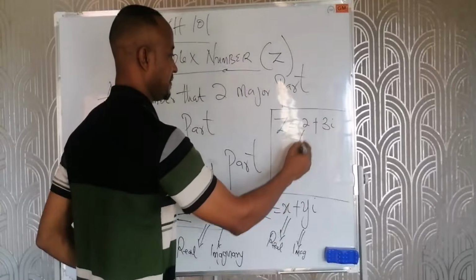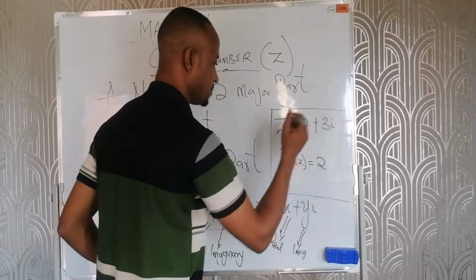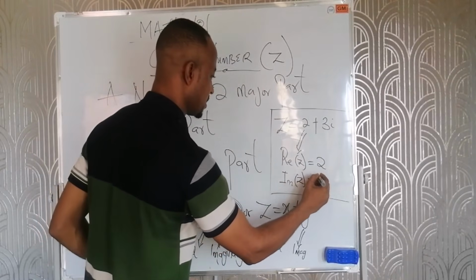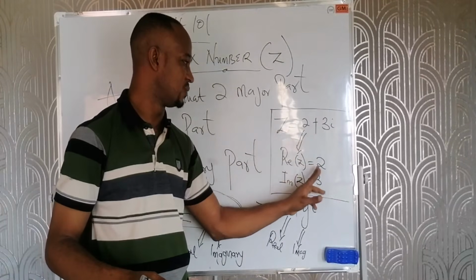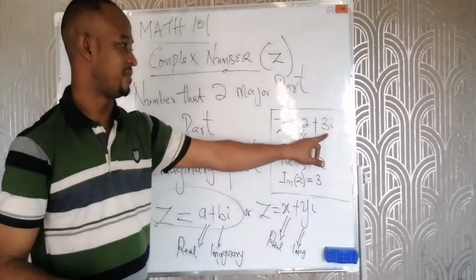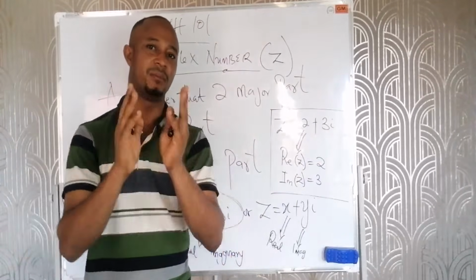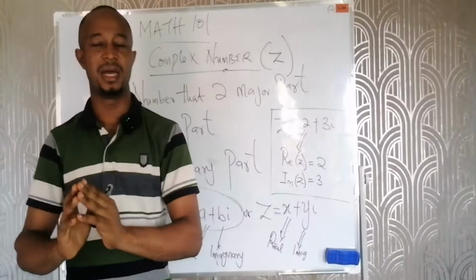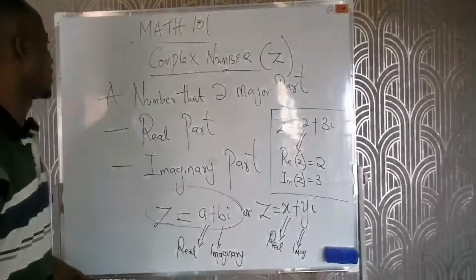So 2 is referred to as the real part of z. The real part of z is what? 2. While the imaginary part of z is what? 3. Why do we say 3 is imaginary? Because it has a complex value i attached to it. So any number that has two major parts, which are the real part and the imaginary part, is referred to as what? A complex what? Number. Now let's look at another example.